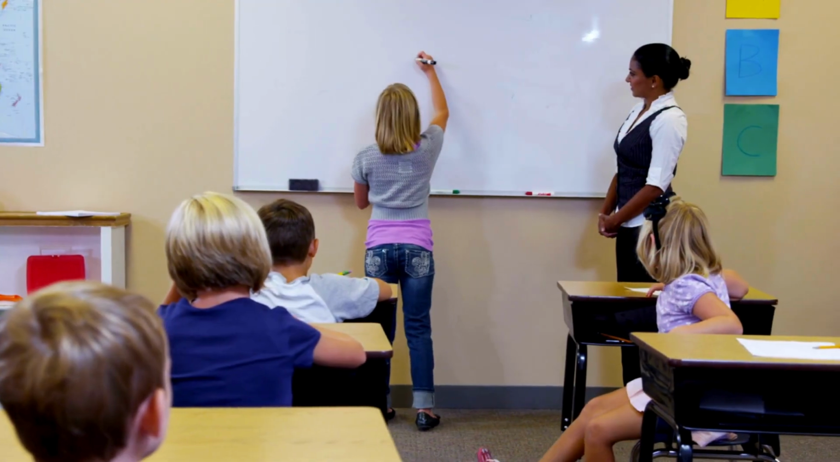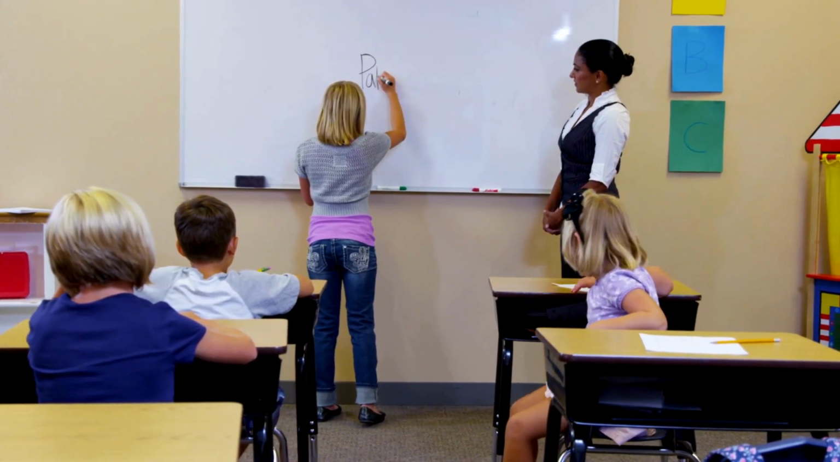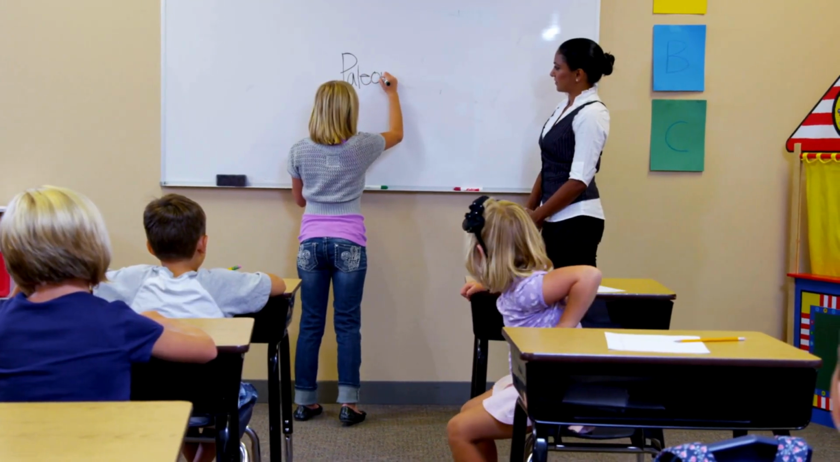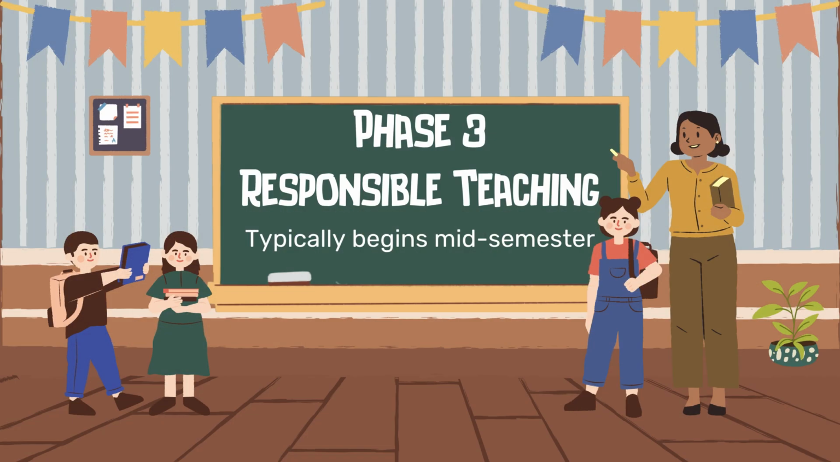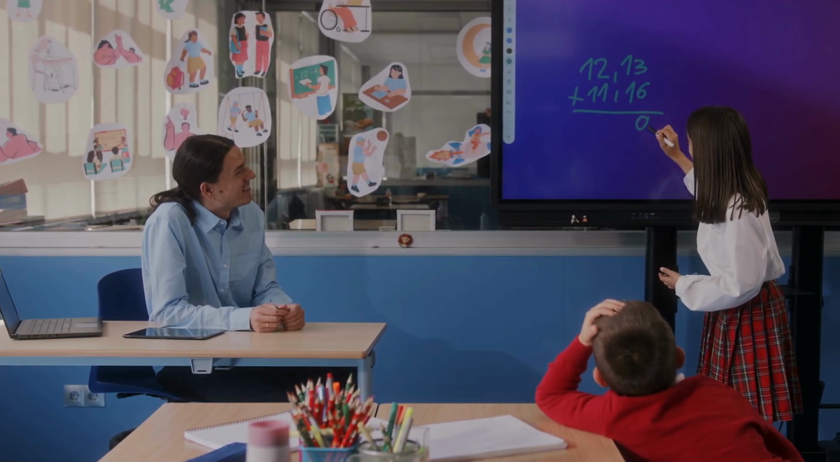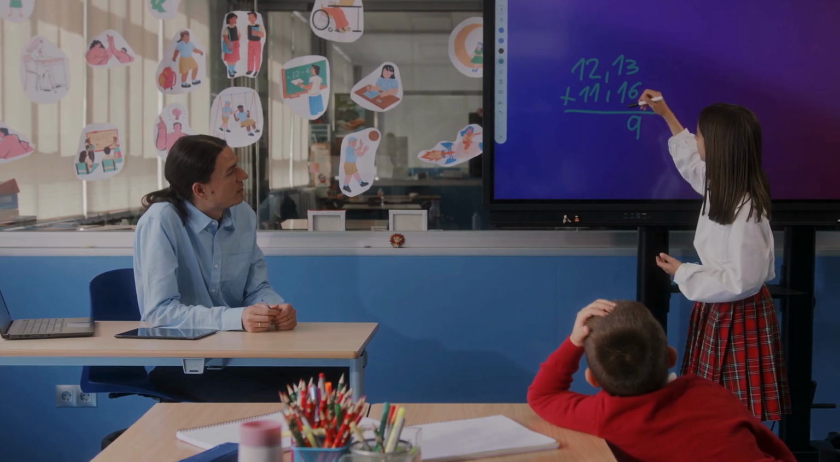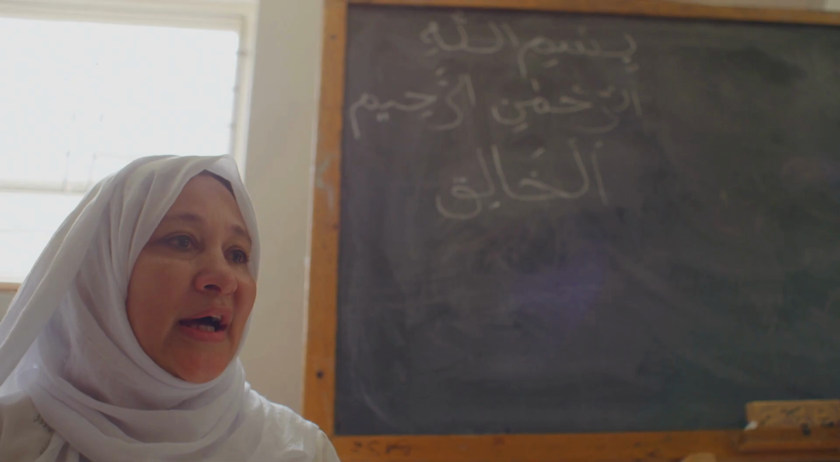As the semester continues, you'll take on teaching one subject or hour, followed by another subject or hour, and so forth until you are teaching the full day per phase 3. This typically begins mid-semester. You'll take on full teaching responsibilities and manage the classroom more independently. Some cooperating teachers hand off the classroom entirely, while others may do so gradually, and others not at all.